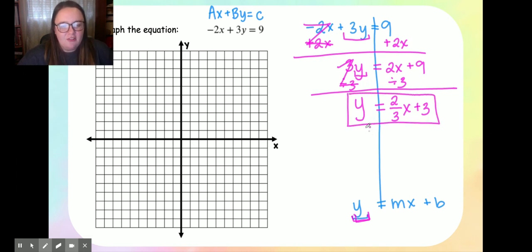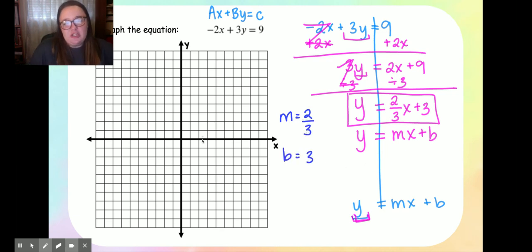Doesn't that look exactly like y equals mx plus b? You got y by itself and now you have that. Perfect, because now we 100% know how to graph these, right? My m in that equation is 2 over 3. My b in that equation is 3. You can take that information and graph it.